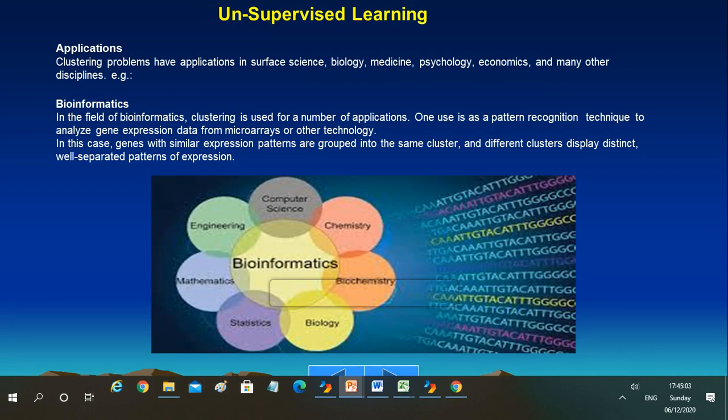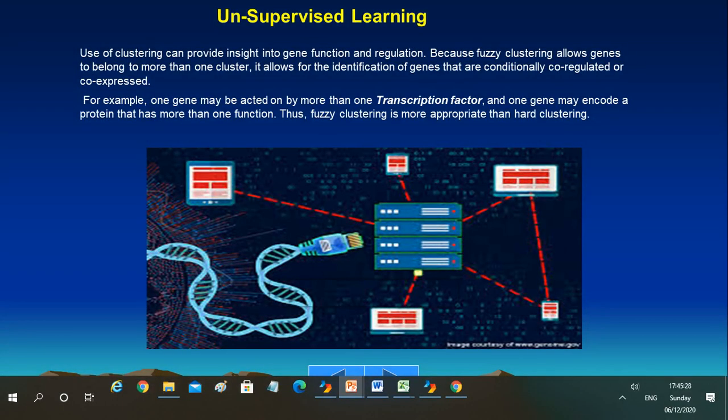Bioinformatics. In the field of bioinformatics, clustering is used for a number of applications. One use is a pattern recognition technique to analyze gene expression data from microarrays or other technology. In this case, genes with similar expression patterns are grouped into the same cluster, and different clusters display distinct, well-separated patterns of expression. Use of clustering can provide insight into gene function and regulation.